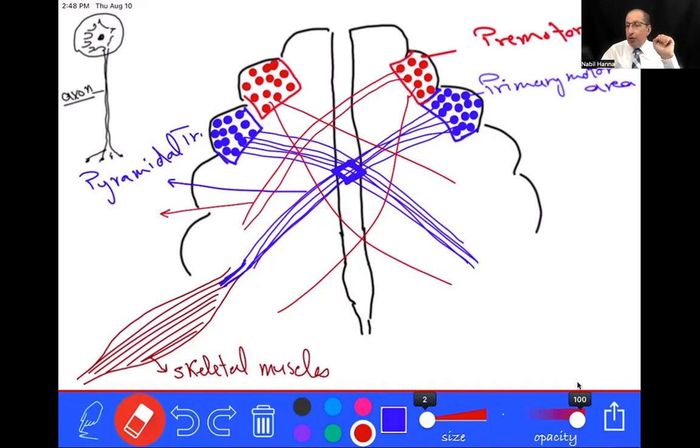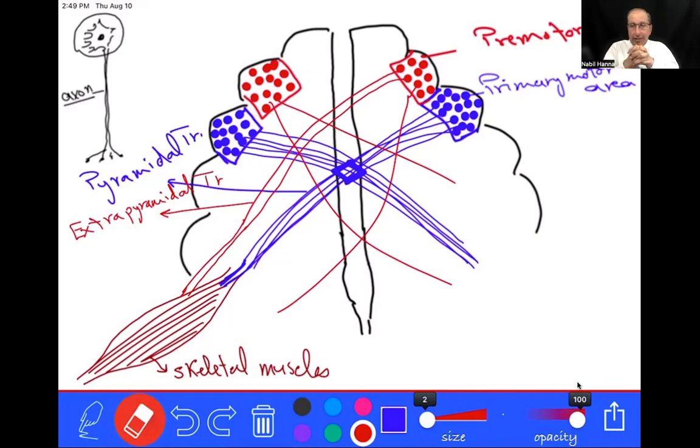Okay, so these extrapyramidal tract fibers, where do they go to? They also go to the skeletal muscles. What are they responsible for? The extrapyramidal fibers are responsible for the tone in the resting muscle.